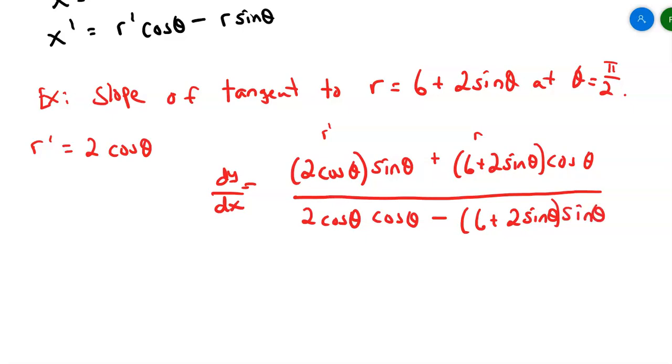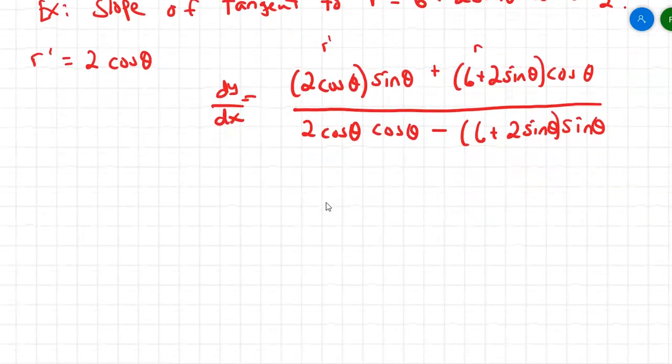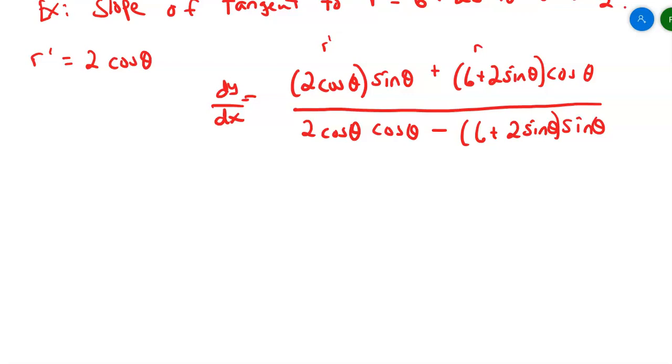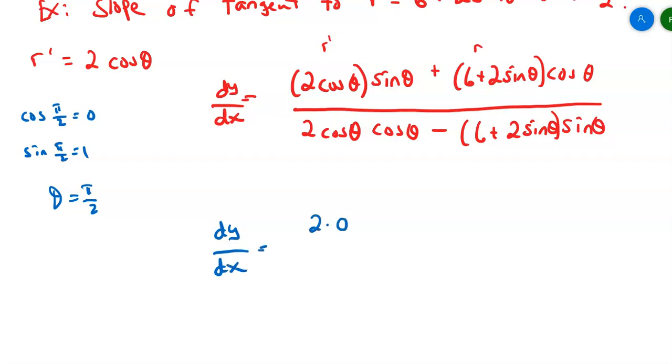Now, could I simplify this? Yeah, I could. And in fact, if I were going to use this for something else besides throwing in a couple of numbers, I probably would simplify it. But really, I just want to evaluate that at theta equals pi over 2. And if I go back to my unit circle, the cosine of pi over 2, that's the x-coordinate, is just 0. The sine of pi over 2 is 1. All right, so now I get dy dx equals 2 times 0 times 1 plus 6 plus 2 times 0.